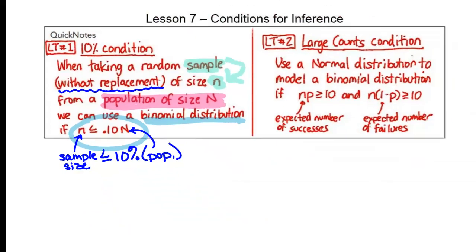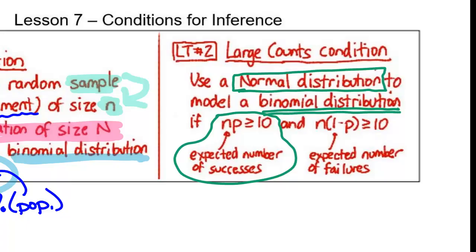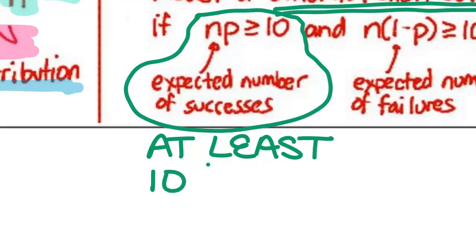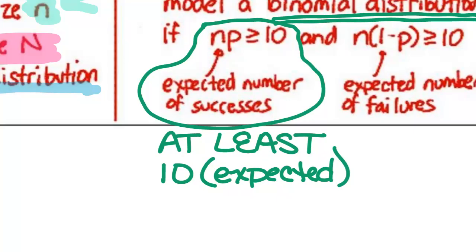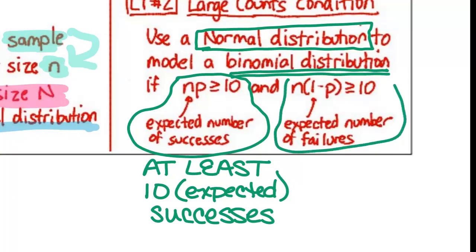Large counts condition, we're going to use a normal distribution to model a binomial distribution as long as I expect at least 10 expected successes, and at least 10 expected failures.